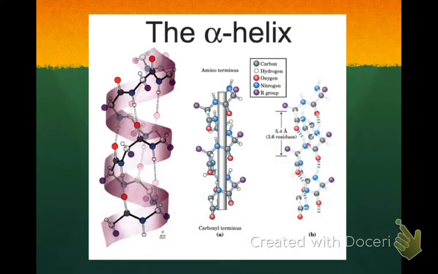Here's a better illustration. There's also illustrations in your book. But if you look closely at this model, you can see that we have oxygens here that are going to react with the hydrogens on the nitrogen group, and it's going to form that hydrogen bond. And you can see that all along the structure, that is occurring and pulling that structure into this alpha helix.